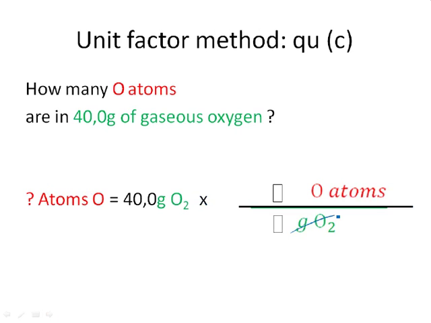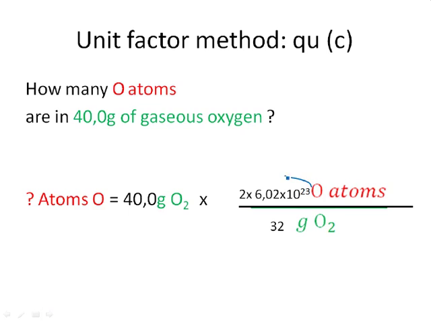We must be able to cancel away the units of the information given, and we must introduce the unit asked for. Notice, atoms O and O atoms are the same thing. Next, ask yourself, how many O atoms are equivalent to how many grams of O2? Pause until you've answered this. 2 times 6,02 times 10 to the power 23 O atoms is equivalent to 32 grams O2.